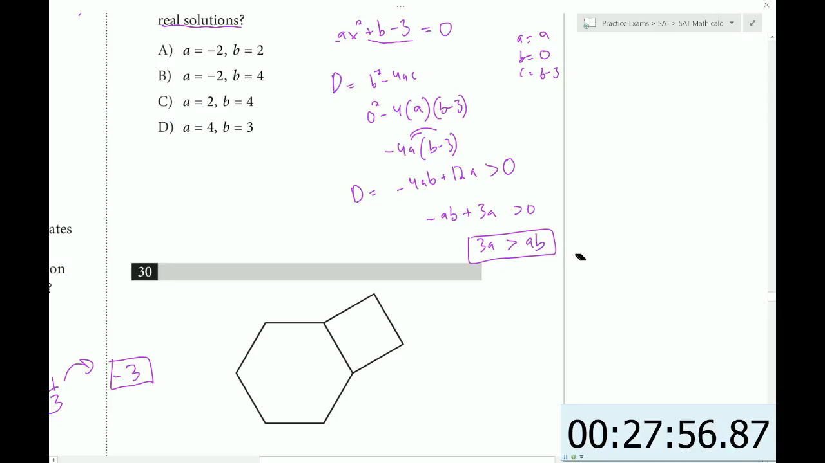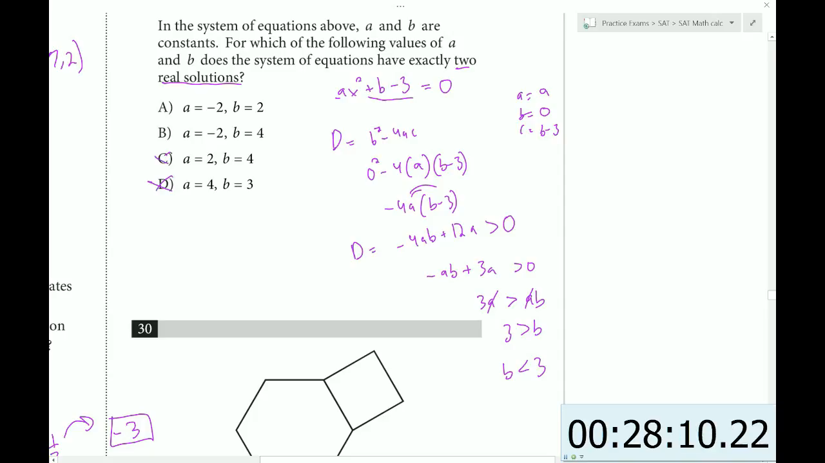Then, assuming a is not equal to 0, which all the choices indicate, we can divide by a on both sides, canceling it out. And we need 3 to be greater than b. In other words, b would have to be less than 3. So we cannot have any of these choices. We'd have to have choice A.